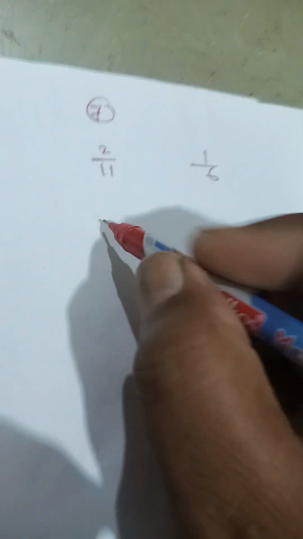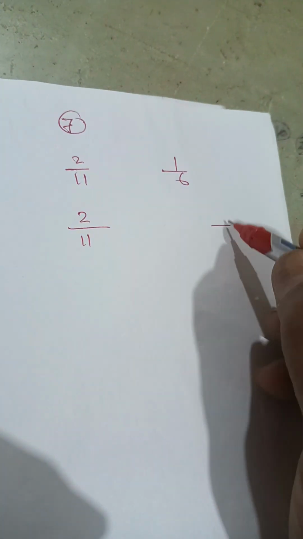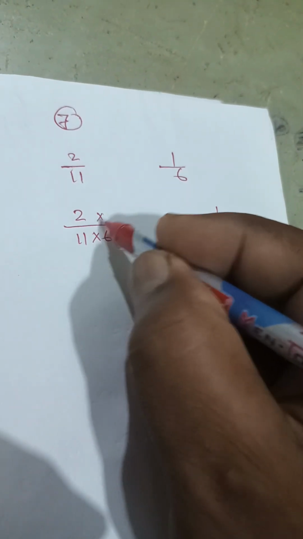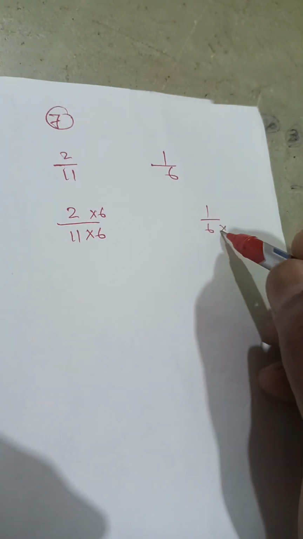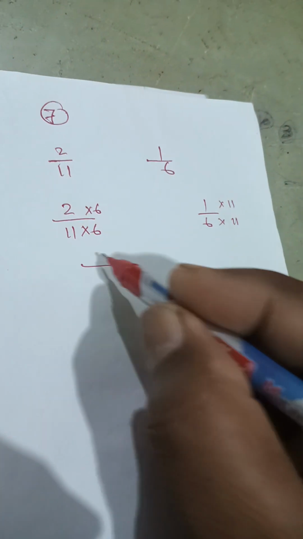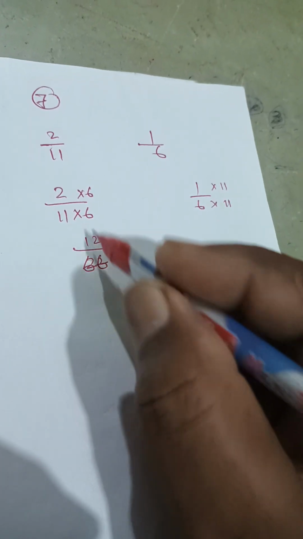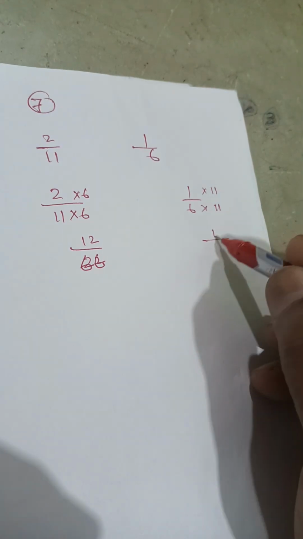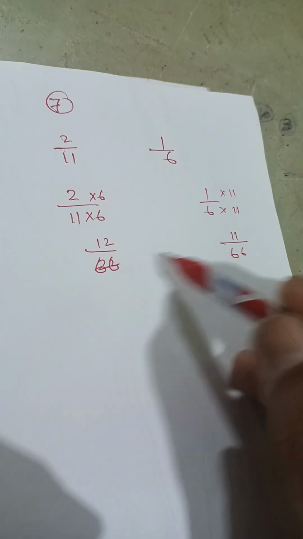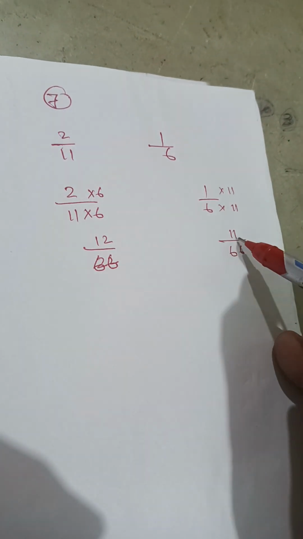Okay, so we do one thing, 2 by 11 and here you write 1 by 6. You multiply it by 6, and you multiply the other by 11. It becomes 12 by 66, and here you can write 11 by 66. So you see, we are unable to find two rational numbers in between these two because they are consecutive.